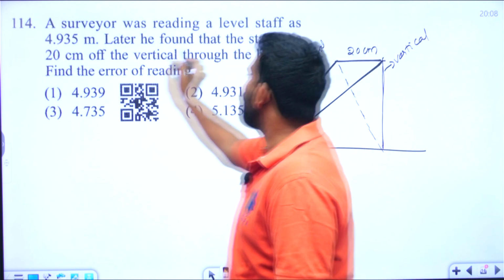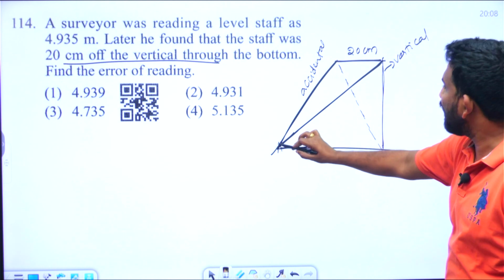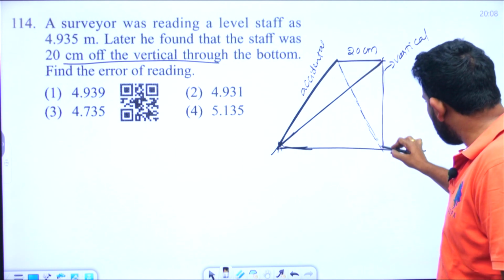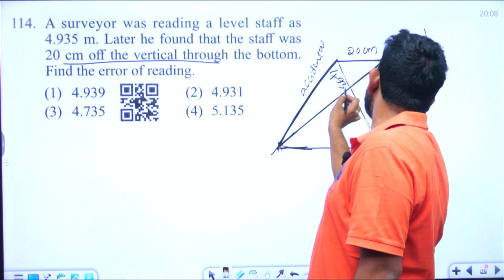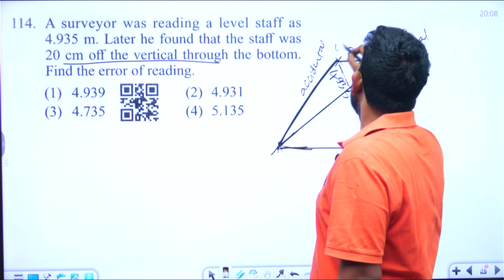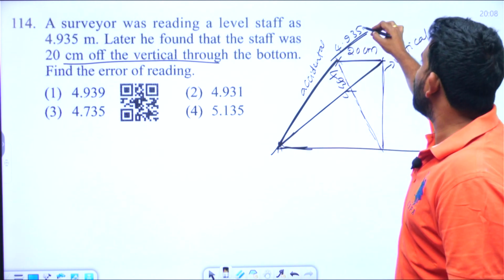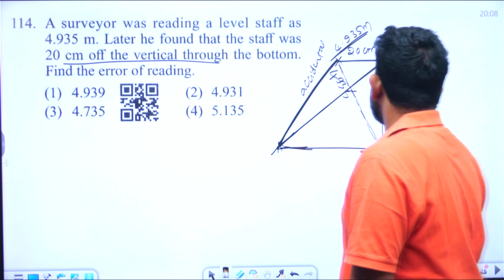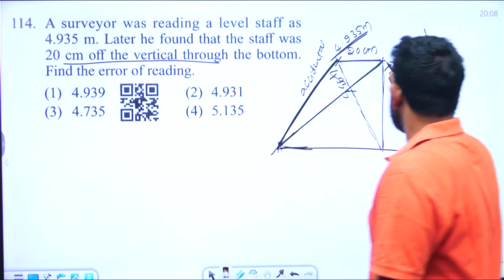Later he found that the staff was 20 centimeters off the vertical. So here I have got a reading of 4.93. Okay, now what is the point? This is 4.95 meters. Now the question is: find the error of the reading. Okay, let us see.